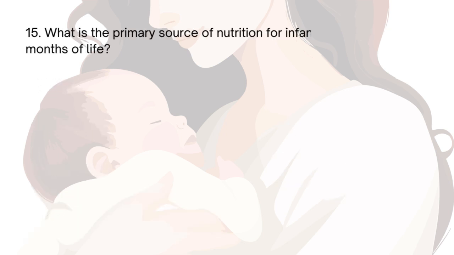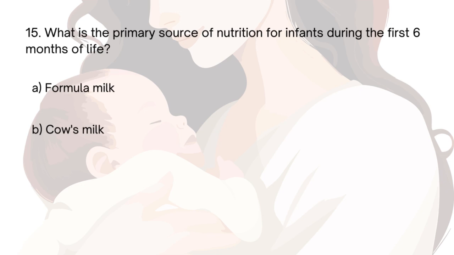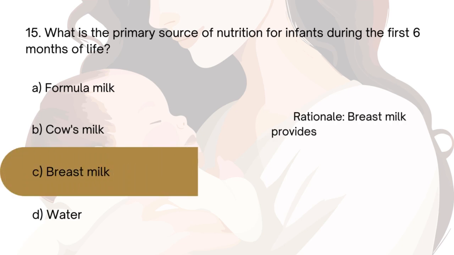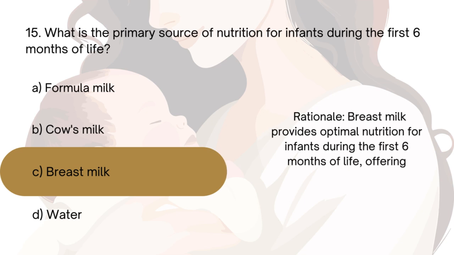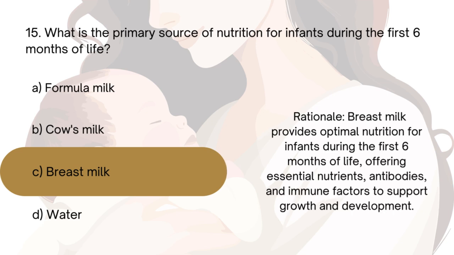15. What is the primary source of nutrition for infants during the first 6 months of life? A. Formula milk. B. Cow's milk. C. Breast milk. D. Water. Rationale: breast milk provides optimal nutrition for infants during the first 6 months of life, offering essential nutrients, antibodies, and immune factors to support growth and development.